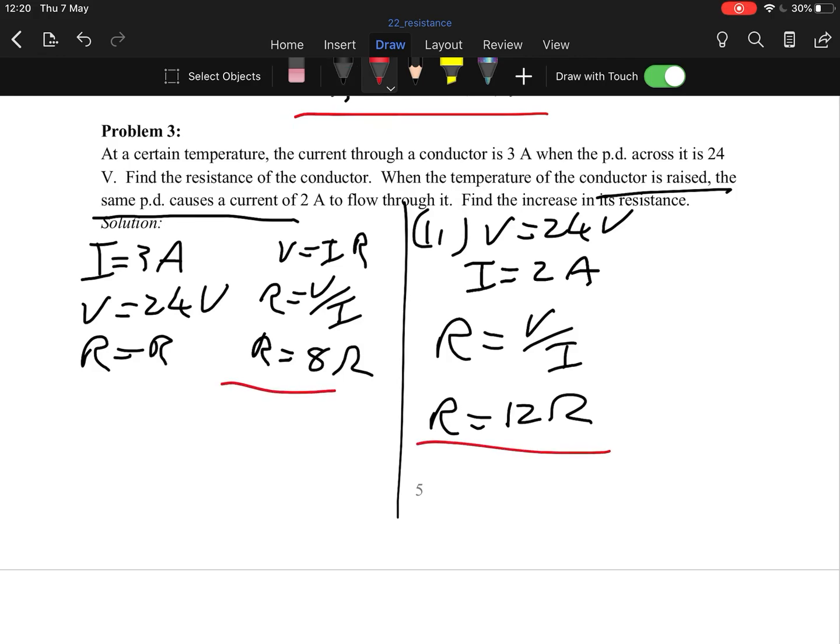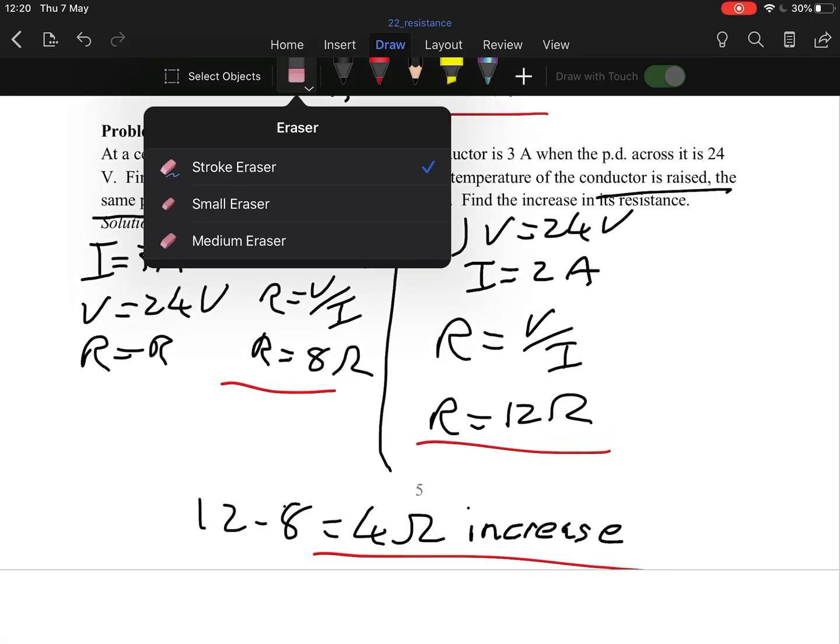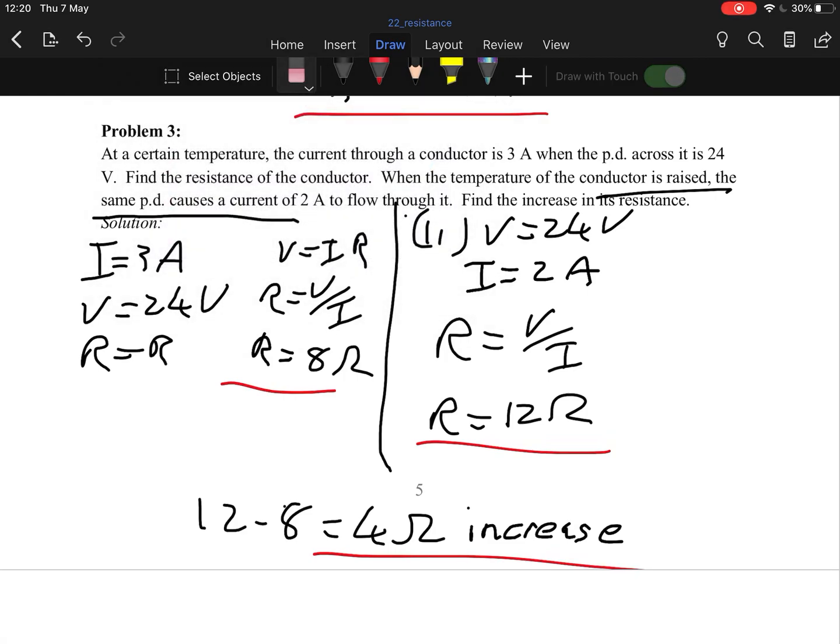And that's it. Okay. Find the increase. Oh, sorry, I didn't finish it. Find the increase. 12 minus 8 equals 4 ohm increase. There you go. So there was a 4 ohm increase, and we're done. Okay.